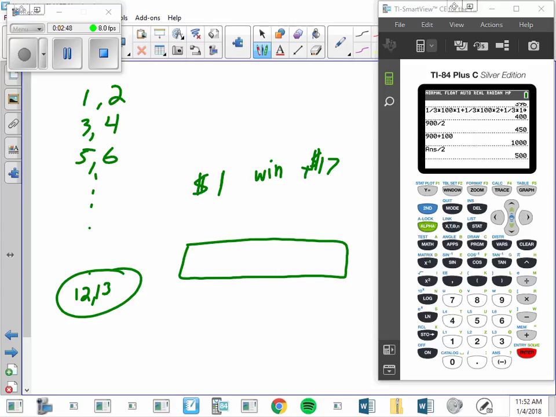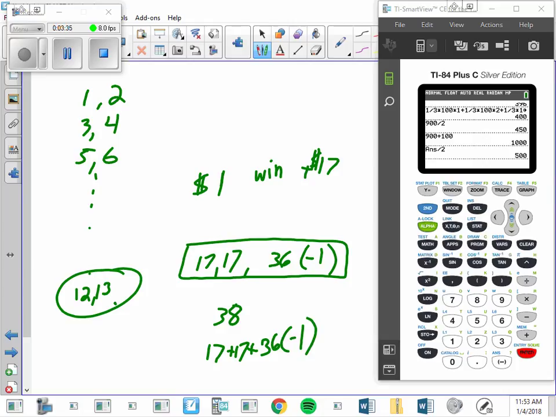Well, how many ways are there to win? 2. So we would have 2 17s. How many ways are there to lose? 36. So that would be 3. Now, does the casino have an advantage? Yes. If you play 38 times, what would you expect to happen? We would have 2 17s and 36 negative 1s.